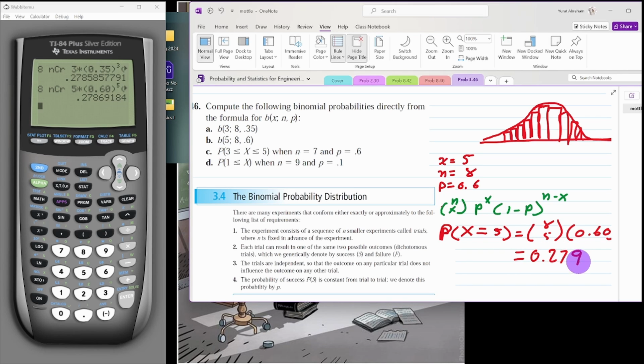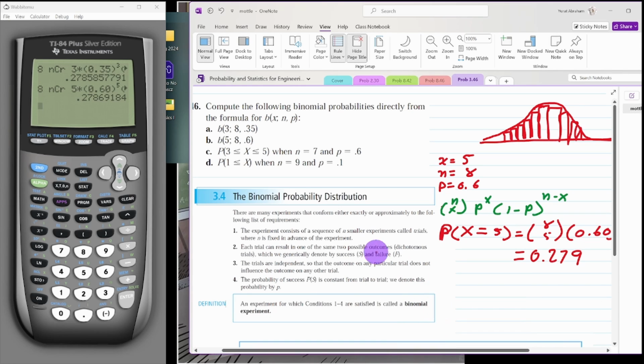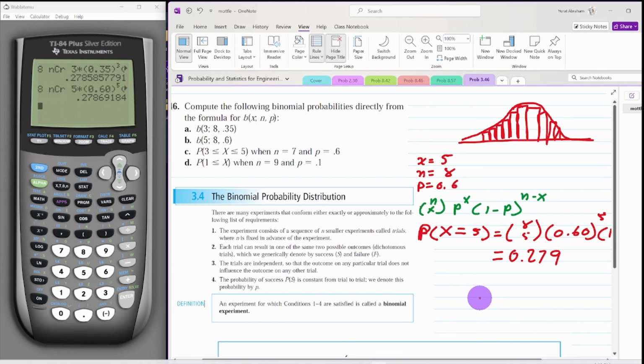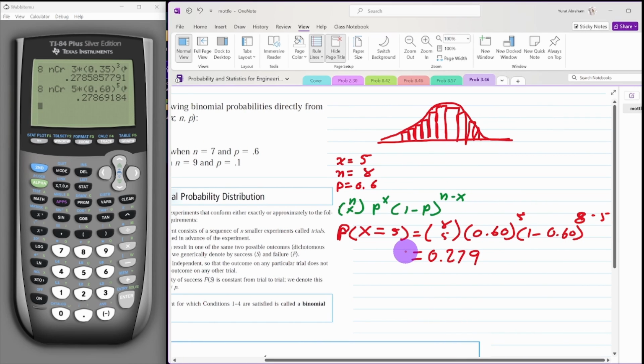Now if you want me to show you how to do this using Excel, feel free to comment below. Right now I'm just showing you how to use the formula and the calculator. That's pretty much it. Okay, so that's the answer right here.